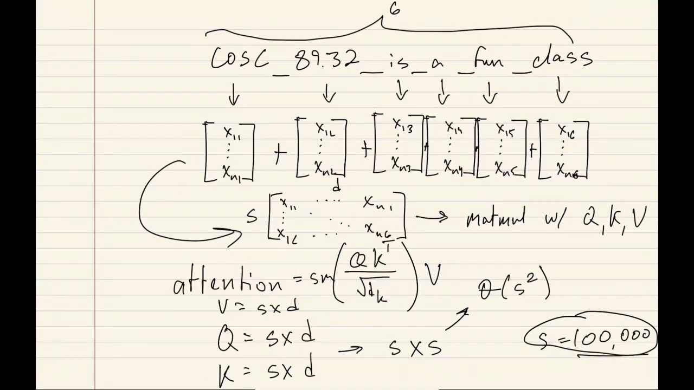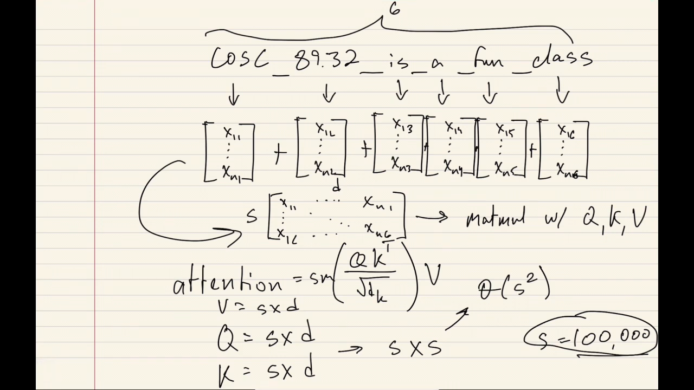So let's look at a quick example. Here we have a 6-token sequence: "Computer Science 89.32 is a fun class." If we decide to delimit by the spaces here, we can then take each of these tokens and generate an embedding for them. So here are each of the individual token embeddings, and then we can concatenate them together to essentially represent the entire sequence.